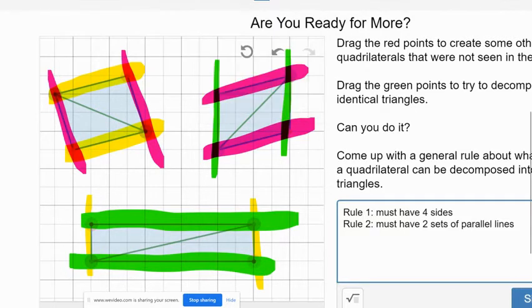Let's switch it up in case you can't see that color. There we go. Okay. So must have two sets of parallel lines. One set, two sets.